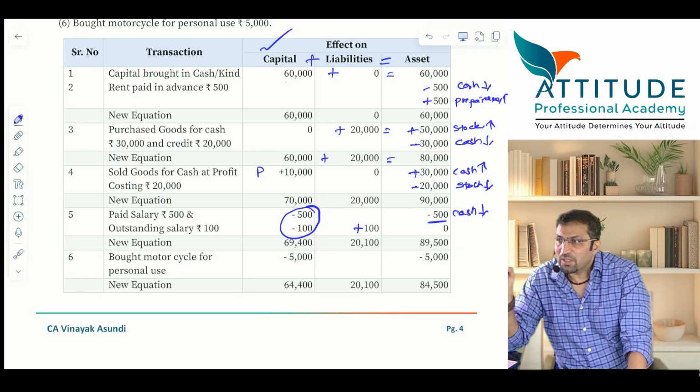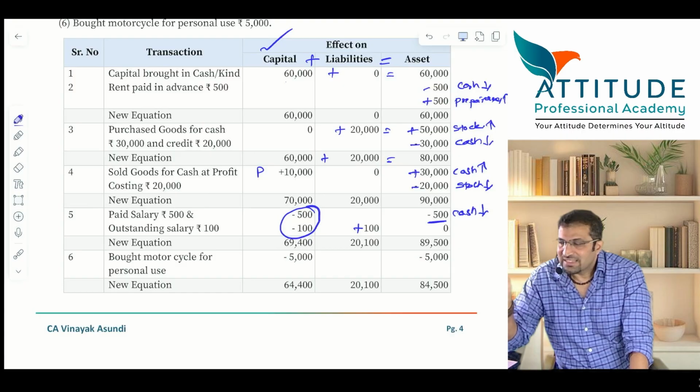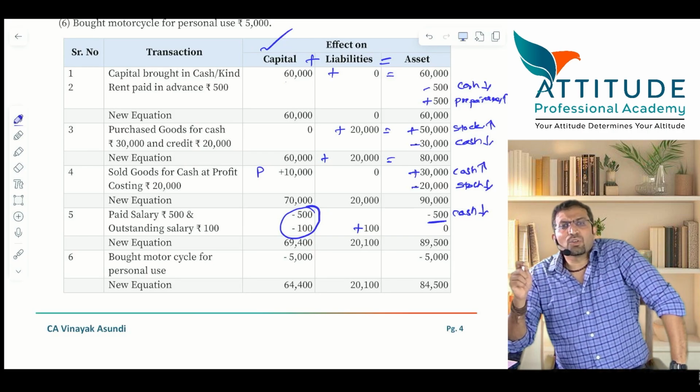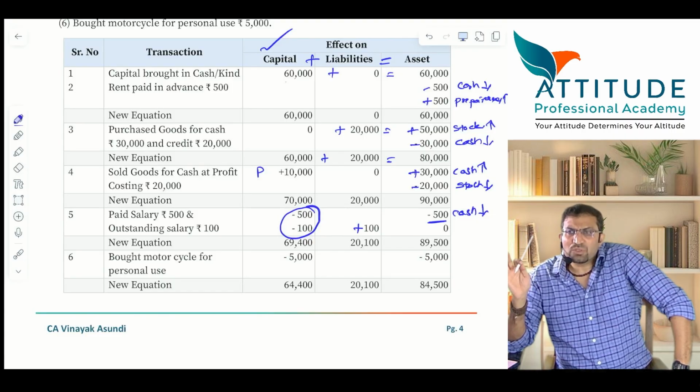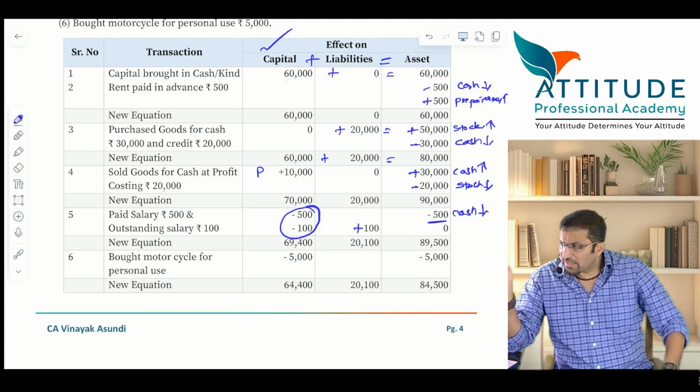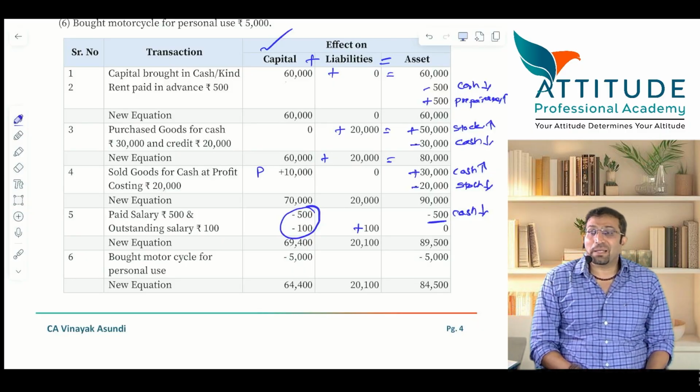Tell me the entry for outstanding salary. Salary expense account debit to outstanding salary. Salary is an expense, it increases, and outstanding salary is a liability, which also increases. Do you still remember those examples which I have given you all? Okay, please tell me the journal entry for prepaid salary.